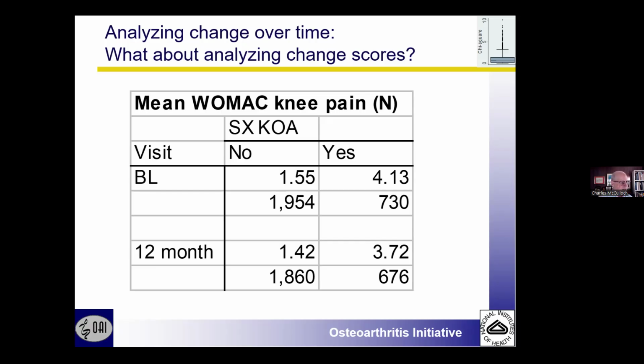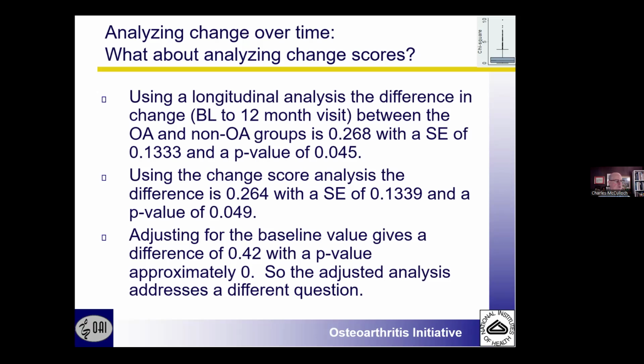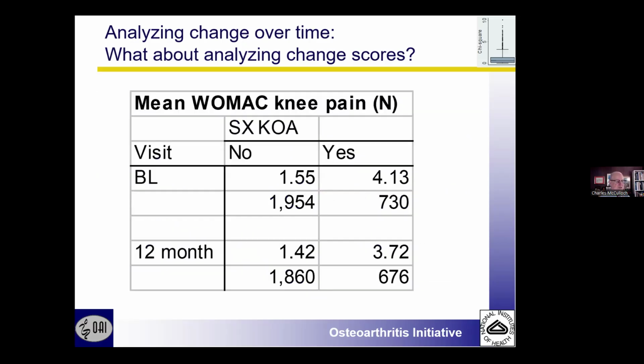All right, what does a formal analysis of this look like? If I use a longitudinal analysis, the difference in the change from baseline to 12 months between the OA and non-OA groups is about 0.27 with a standard error of 0.13, a p-value that's just slightly statistically significant, 0.045. If I use a simple change score analysis, I get basically exactly the same answer. If I adjust for the baseline value in addition, it gives a difference of 0.42. And notice this 0.27, that's basically just the difference in the two changes, which is kind of what we'd expect. The difference in the yes group is a little bit bigger than the difference in the no group by about 0.27.